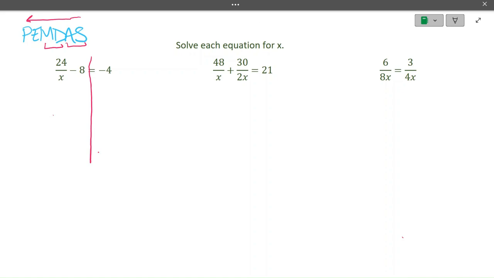All right, I've written PEMDAS for us up at the top. That's the order of operations. Because we are solving an equation, we are working PEMDAS backwards from left to right, starting with addition and subtraction.